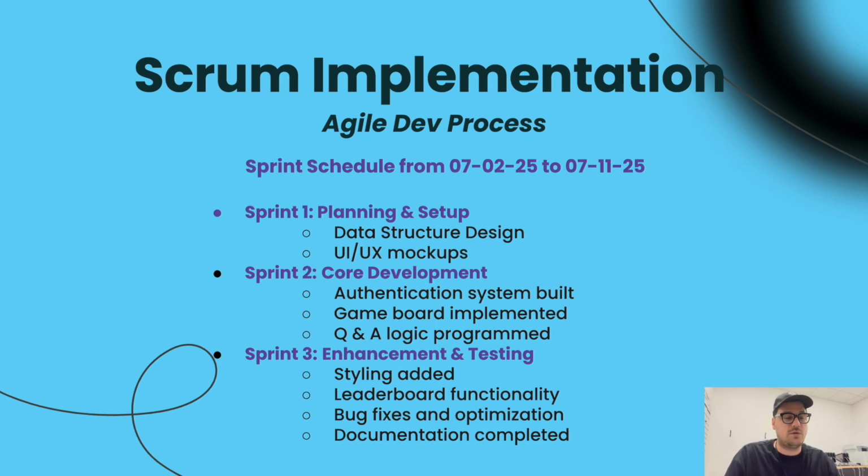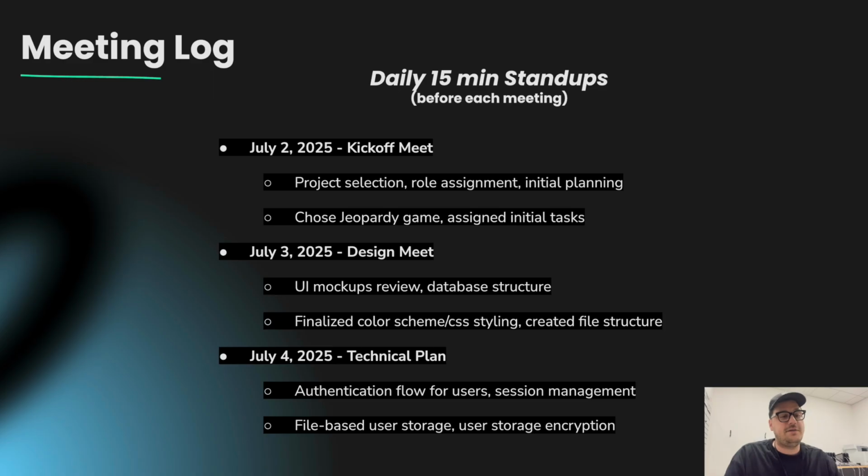For the first sprint, we were doing planning and setup, data structure design, UI/UX mockups. Sprint 2 would be core development: the authentication system was built, the game board implemented, and we had Q&A logic programmed. In Sprint 3, we had enhancement and testing, so we had styling added, leaderboard functionality, bug fixes and optimization. Documentation was also completed at that point. We had daily 15-minute stand-ups.